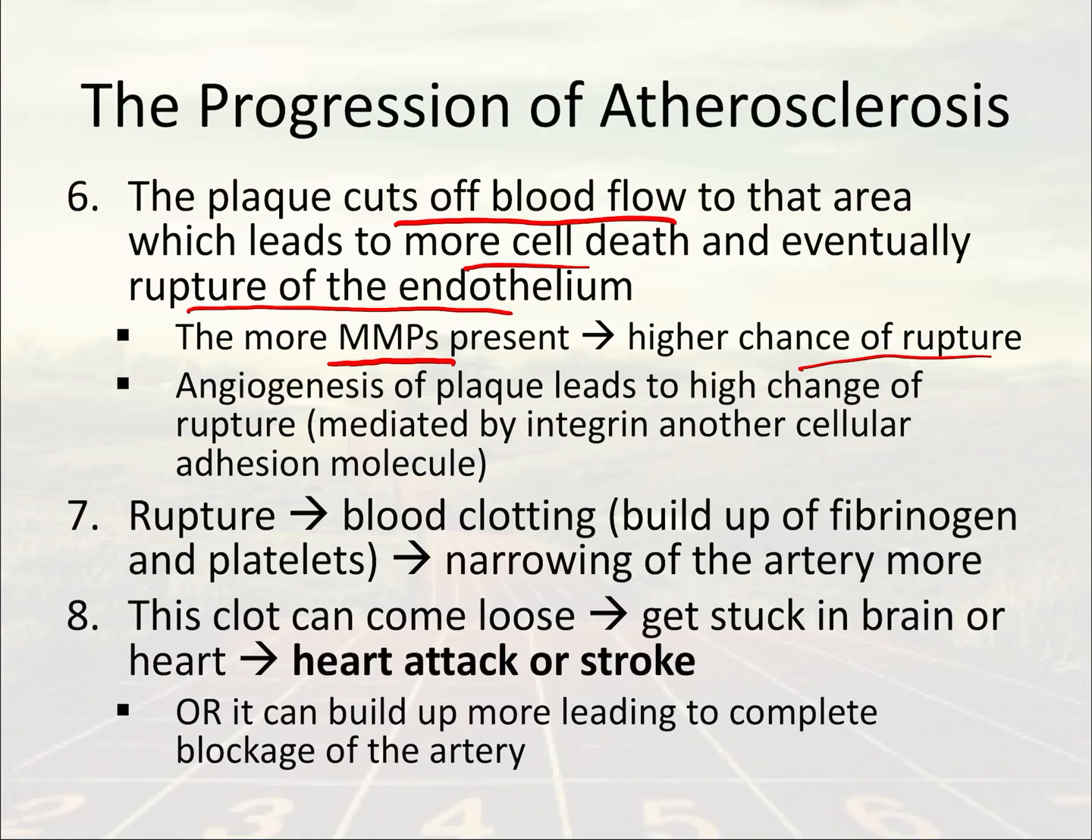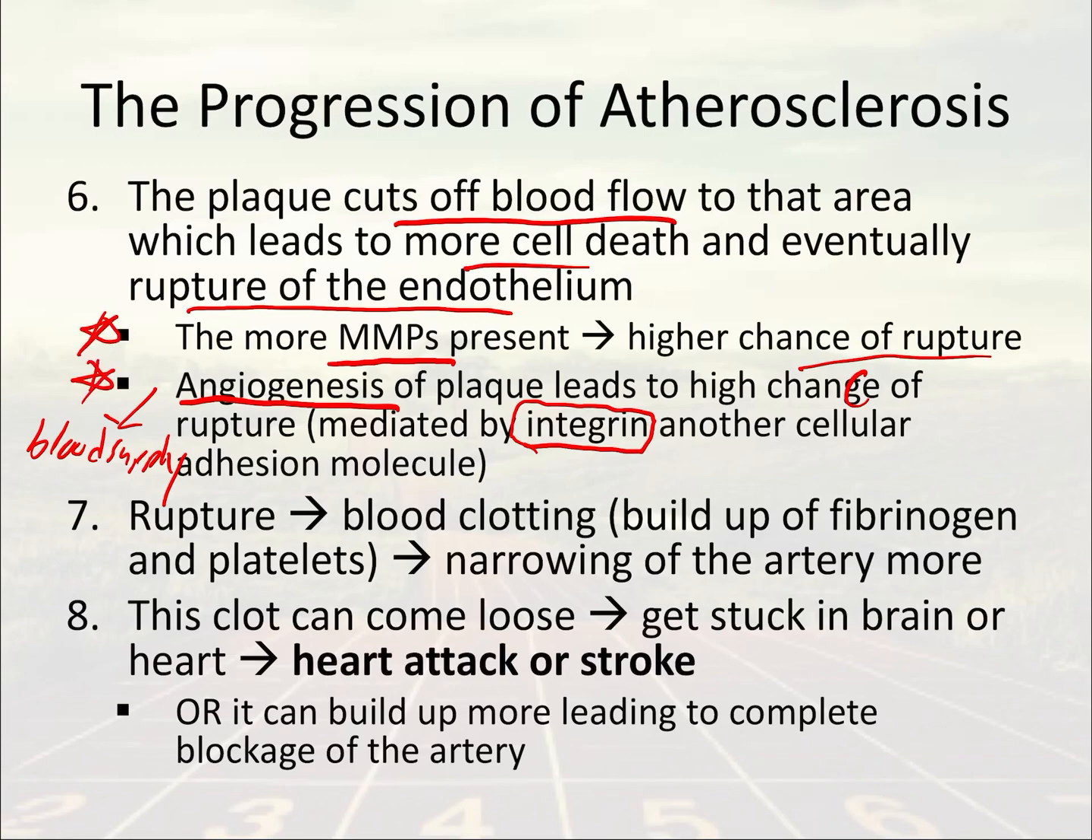Secondly, when a plaque starts to get its own blood supply, that's what angiogenesis is. Gets its own blood supply. Okay, so blood vessels start coming in, feeding that plaque. That leads to a higher chance of rupture. Again, this is mediated by a chemical or molecule called integrin. We'll see that on the next slide as well. It's another form of an adhesion molecule.